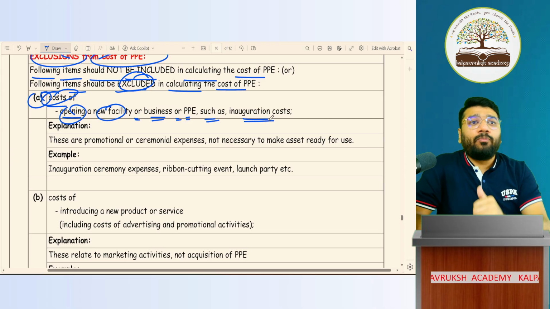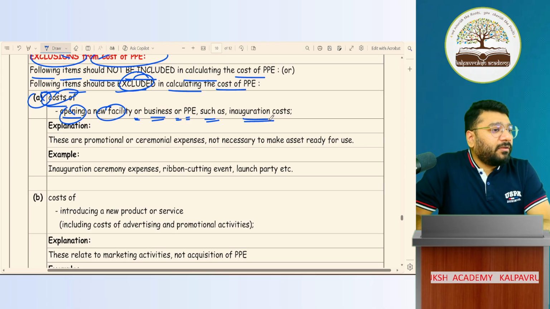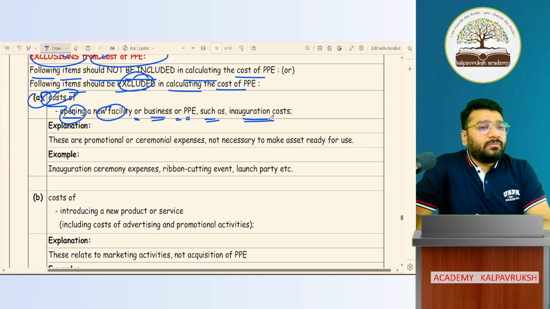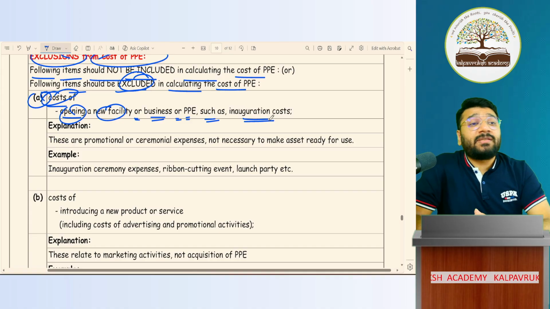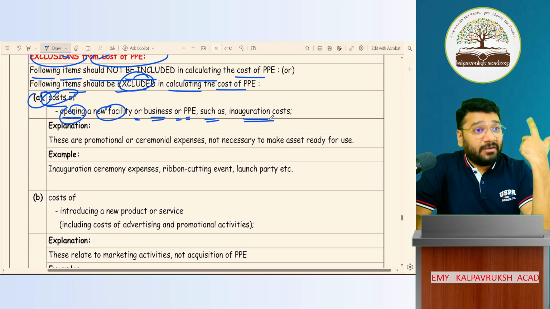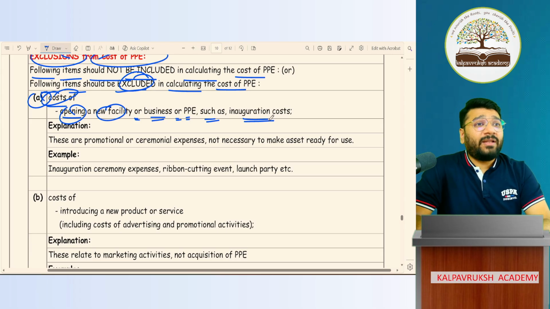For this factory, what I'm opening now, I'm doing a very loud inauguration, a big inauguration. I've invited celebrities, politicians. I'm providing lunch also for the inauguration. Per person lunch cost is 1,000 rupees. How much? 1,000 rupees per plate. Oh, grand launch.